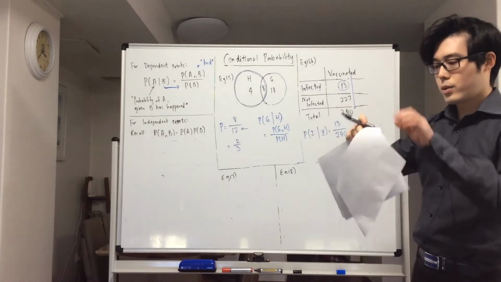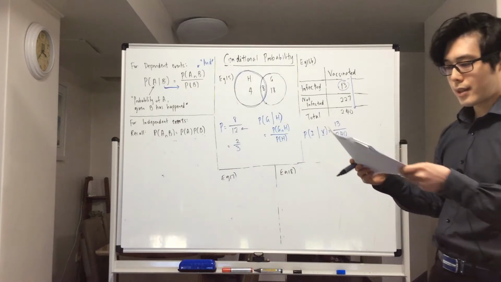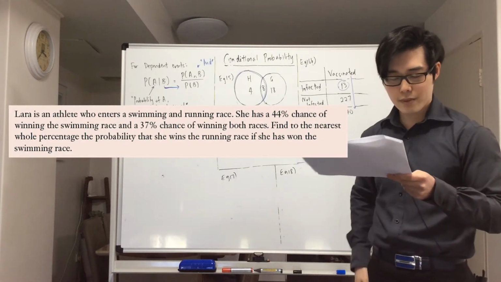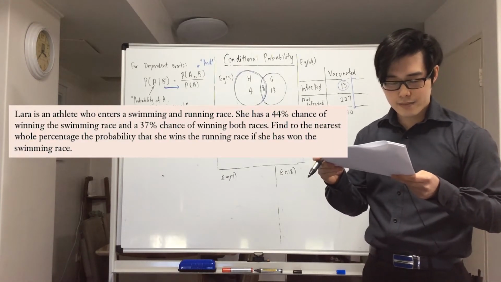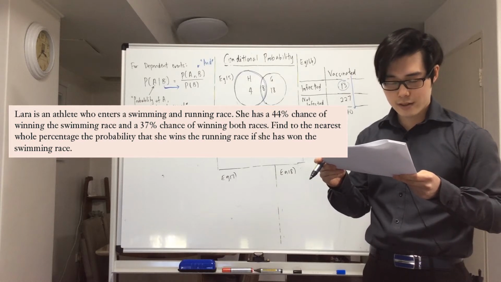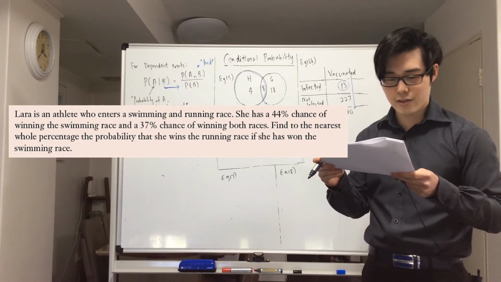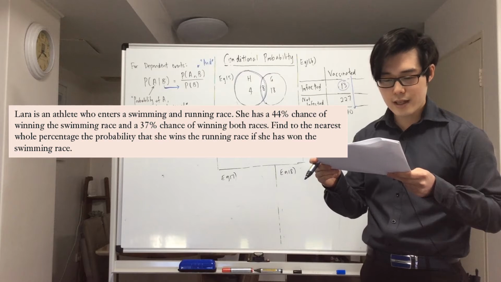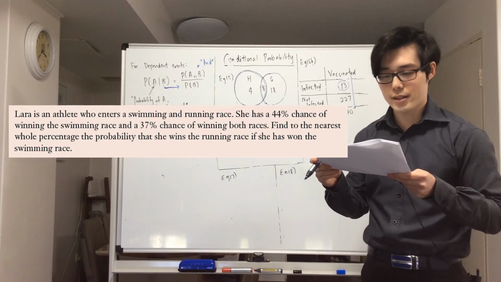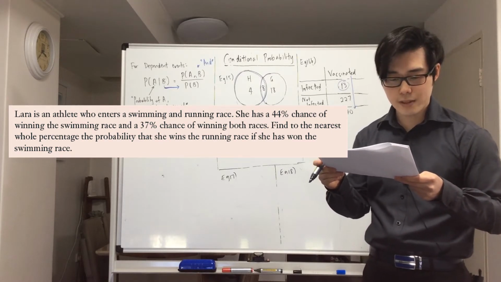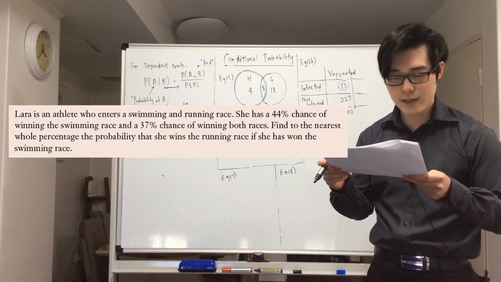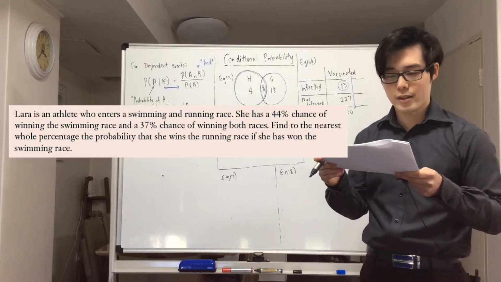Now, example 17 is what I really want to go through and onwards. Okay, let's have a look at this lengthy problem. Lara is an athlete who enters a swimming and running race. She has a 44% chance of winning the swimming race and a 37% chance of winning both races. Find, to the nearest whole percentage, the probability that she wins a running race if she has won the swimming race.